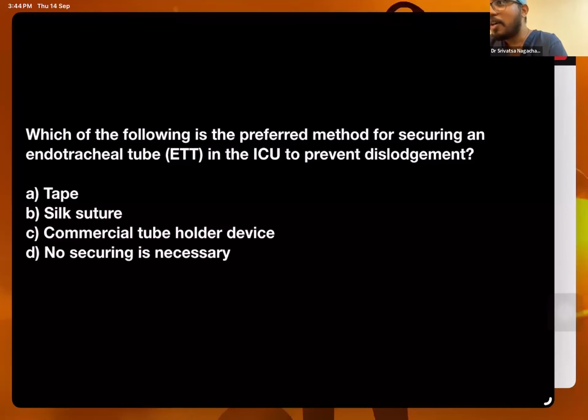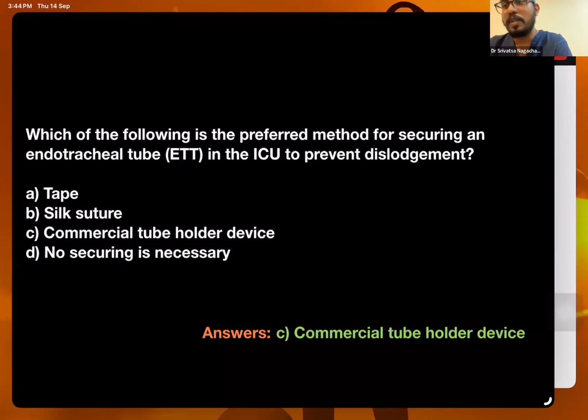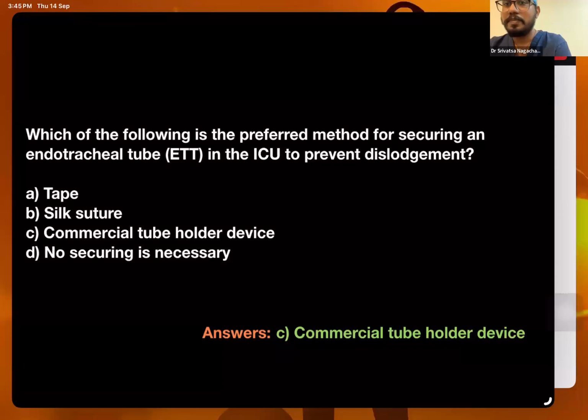I hope answers are coming in the chat box. Okay, the answer is C. Commercial tube holder is always recommended. So don't just try to put a tape or any silk suture over there. And not securing the endotracheal tube is always obviously more risky.